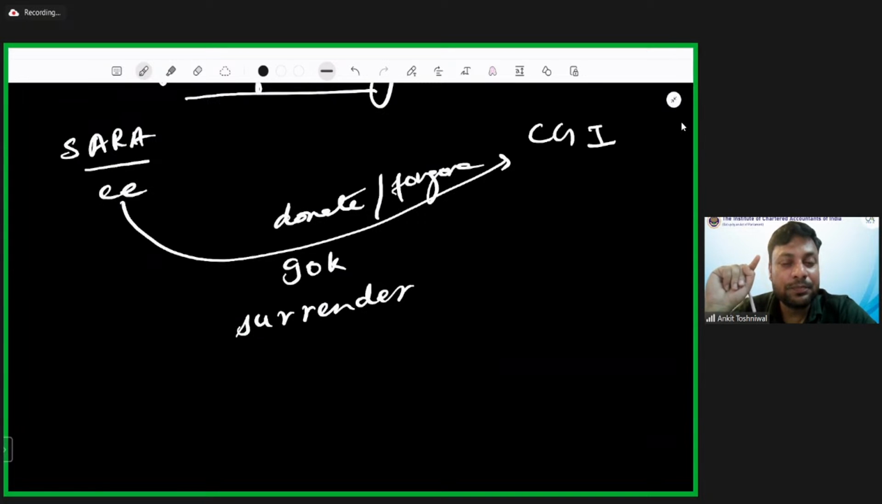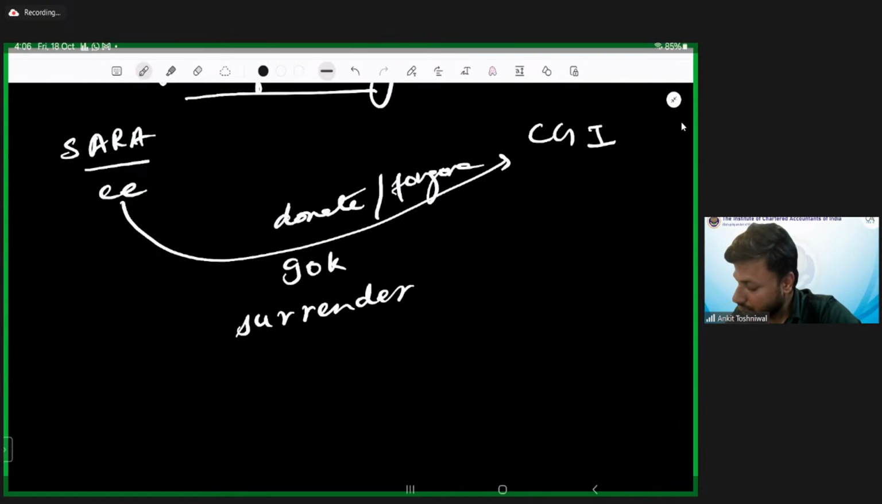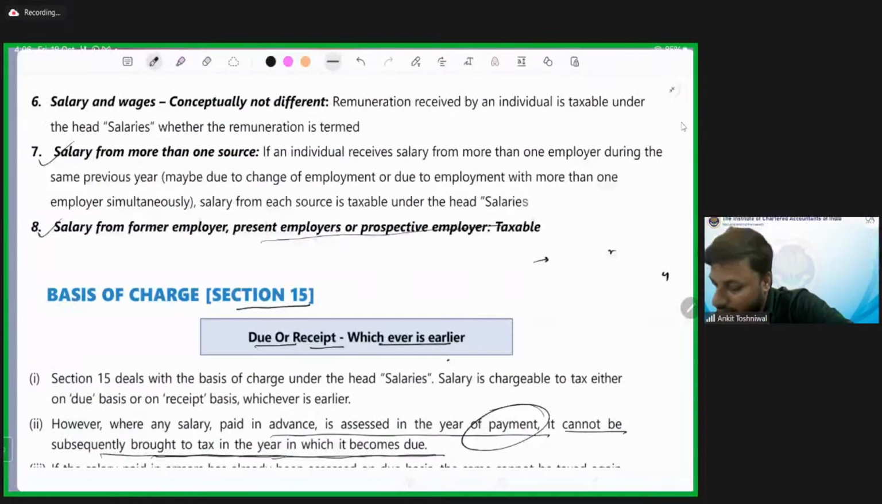But is it taxable or not? It is not taxable because there is a specific provision. If an employee surrenders his or her salary to the Government of India under the surrender of salaries scheme, then it is not taxable and not treated as salary; it is exempted. So there are 2 points: foregoing of salary and surrender of salary.